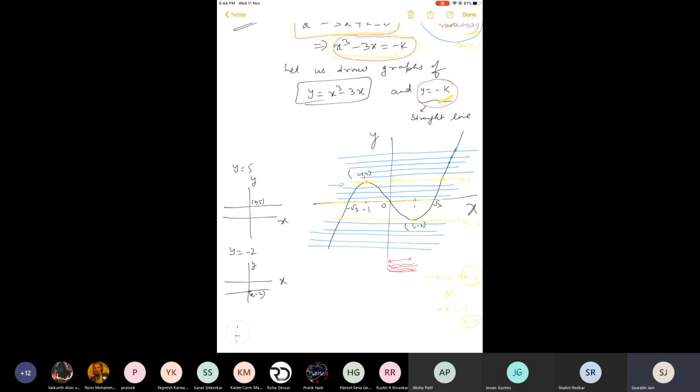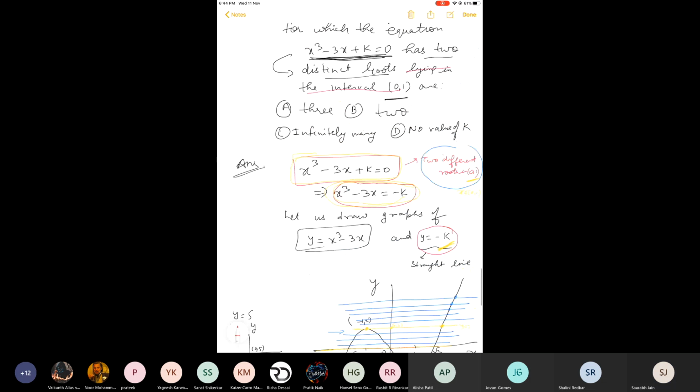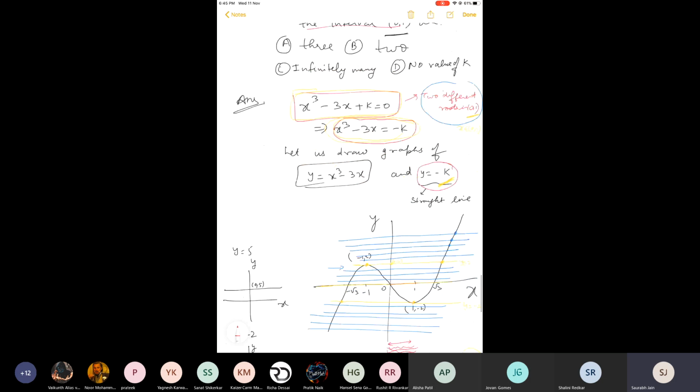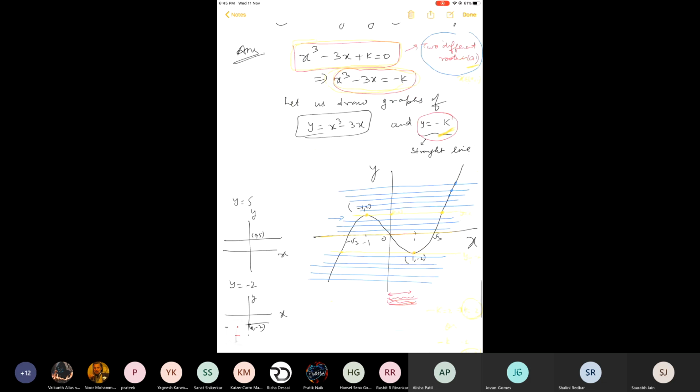Okay. Now I can make another question from here. The number of values of k for which the equation has three distinct roots. Has three distinct roots. No more interval. Has three distinct roots. What will be your answer? How many values of k are possible?